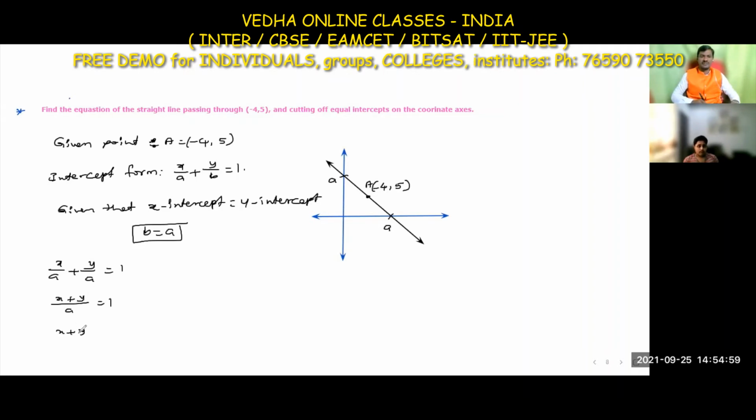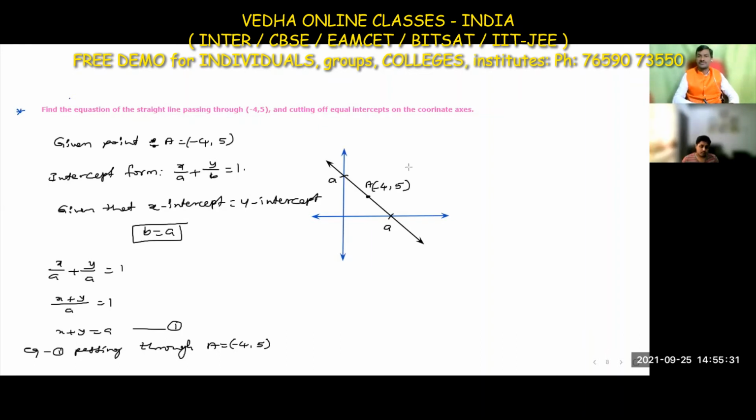Now x plus y is equals to a. Take it as equation number 1. This equation is passing through the point minus 4 comma 5. That means equation 1 is passing through the point. What is the point? a is equals to minus 4 comma 5. Now substitute the point here in place of x and y.